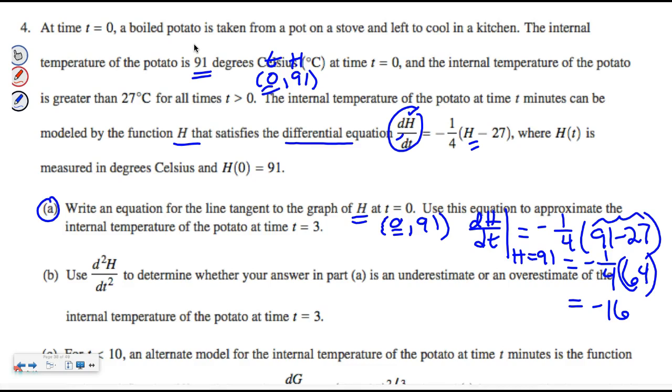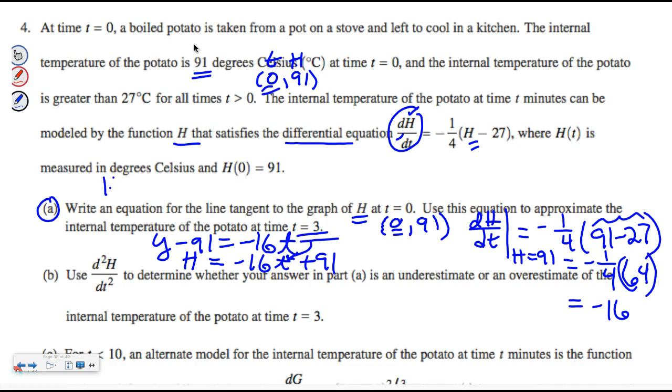And so my equation for the tangent line would be y minus the y I know is equal to the slope there times x minus the x I know, which is the t value. So I actually get y is equal to negative 16t plus 91. You'd get full credit if you left the y there. They just call that spelling errors. But this is actually to give you the temperature of the potato, so I'd write h equals. If you do that on your calculator, we're supposed to estimate the temperature at t equals 3. So we just put a 3 in.